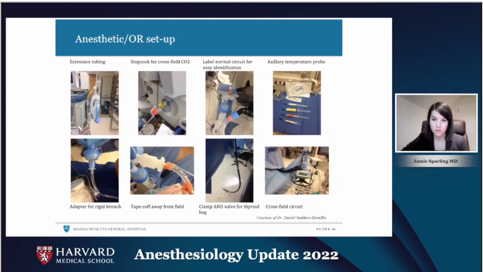And you can see in the lower right-hand corner here, both the sterile circuit, that is the black one here, coming off of the field, as well as the traditional circuit, which is the lower one here. Both of these are used throughout the surgery.